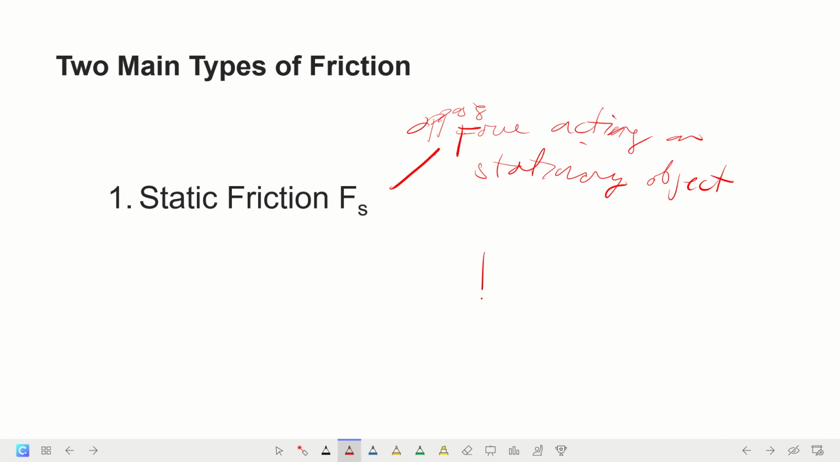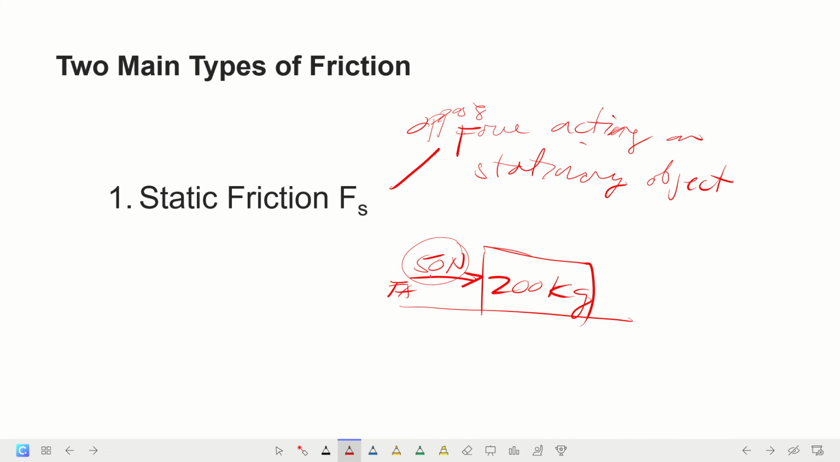So if we have here an object, for example, 200 kilograms, and we apply a force to this object, for example, 50 Newton force, it is obvious that this 50 Newton force is not enough to move this 200 kilogram object. But the question is, is there a friction force that will counteract this applied force? So this is our applied force. The answer is yes, we have a friction force that will oppose this applied force.